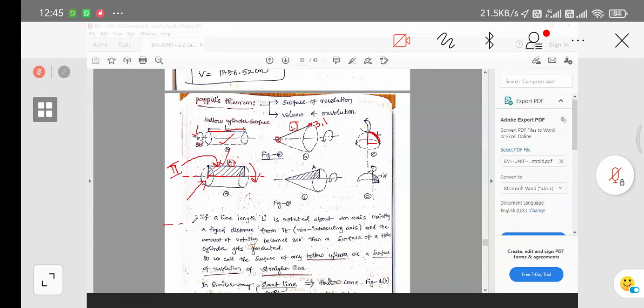But if I maintain a certain distance from the axis of rotation, so what am I going to get? Definitely I am going to get a hollow cylinder. So this kind of cylinder I am going to get. Why? Because from each and every vertex, I am going to get the rotation. So this is a hollow cylinder.